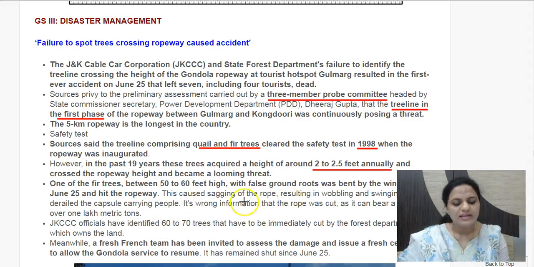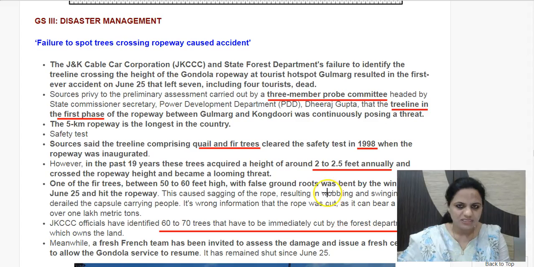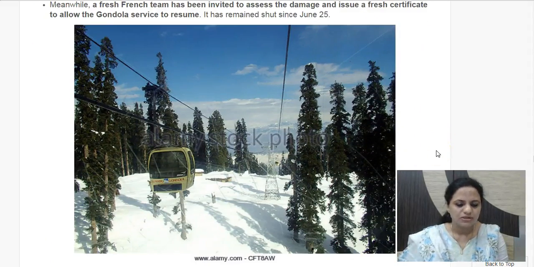So because of the winds, this tree as such, which affected the cable car and resulted in this accident, has come up. So this is the conclusion which they came to, and they have said that at least 60 to 70 trees have to be immediately cut by the forest department so that this safety can be brought forth again for the Gulmarg cable car. And also a fresh French team has been invited to assess the damage and issue a fresh certificate to allow this gondola service to resume. So gondola service is this cable car service as such, which will be resumed now. So this is the Gulmarg cable car accident case.